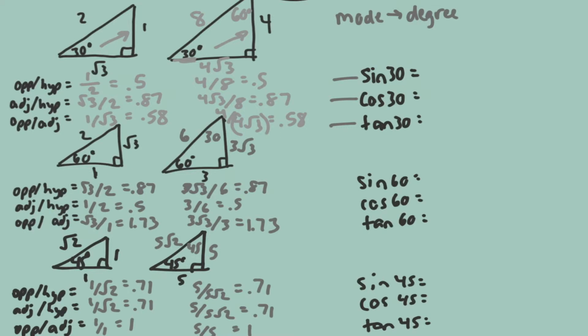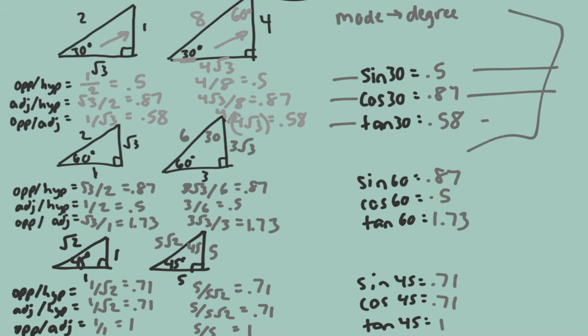And if you plug these into the calculator, it'll give you decimals 0.5, 0.87, and then 0.58. And then these will give you these numbers. So it's really important that you see some patterns here. If you look at the first big row, if you look across all the rows, we have the same numbers.